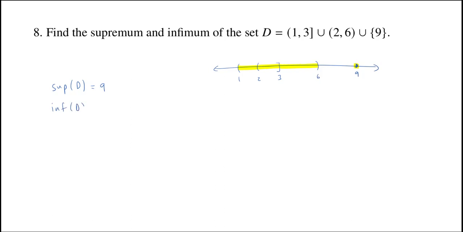All right, now what about the infimum? So the infimum of D, well, now that has to be the greatest of all the lower bounds. So I look to the left and I say, well, everything in this set is at least as big as 1. So 1 is a lower bound. On the other hand, if I take anything bigger than 1, then there will be stuff smaller than it that's in this set.